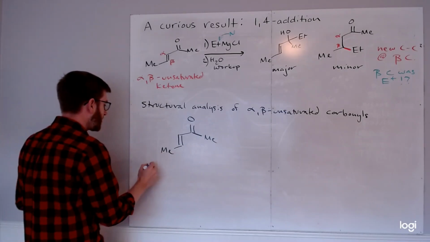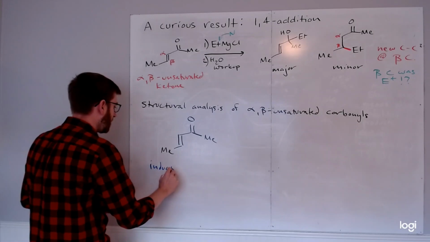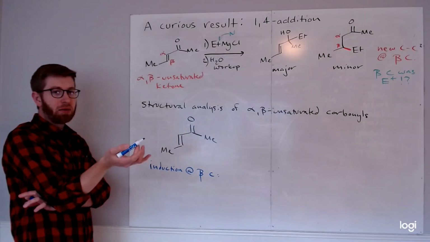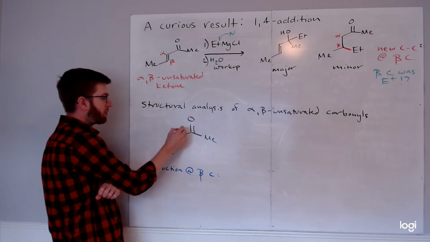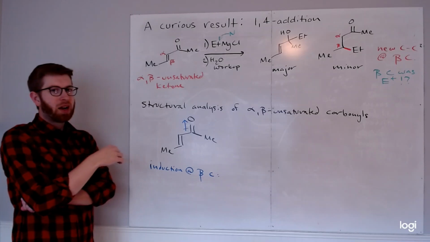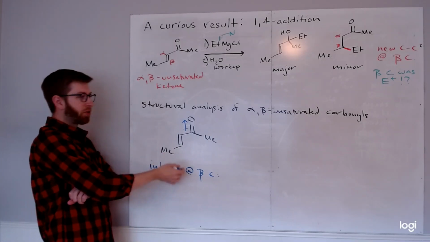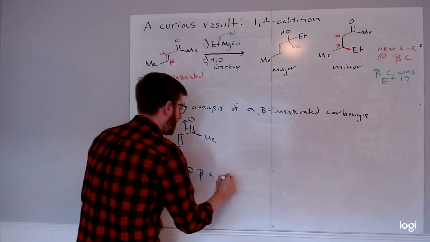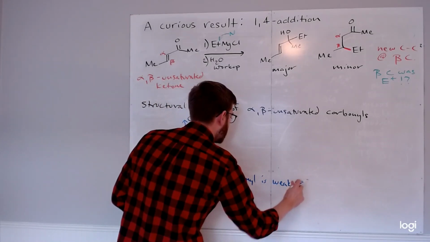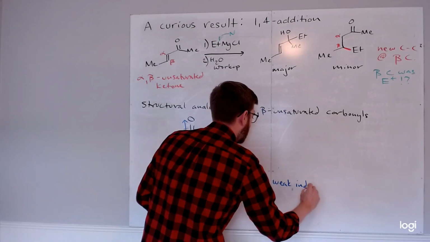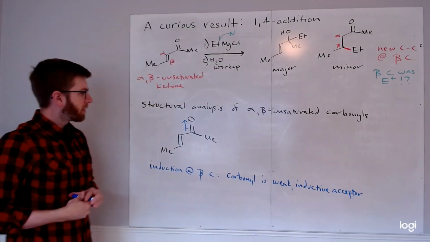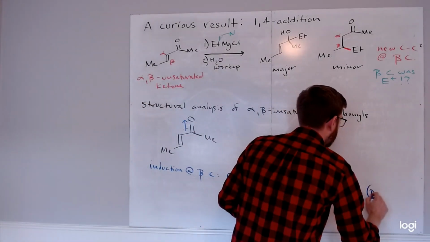So from an induction standpoint, at the beta carbon, I'm not really seeing much here. There is a CO dipole, so I have withdrawal that way, but that's kind of far away from the beta carbon. So if anything, I've maybe got a very weak inductive withdrawing effect from the carbonyl substituent. So carbonyl is a weak inductive acceptor. And we'll say this is for proximity reasons.